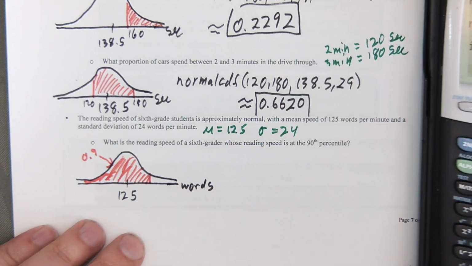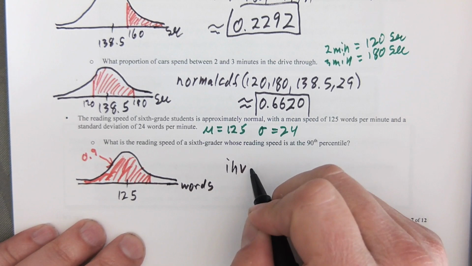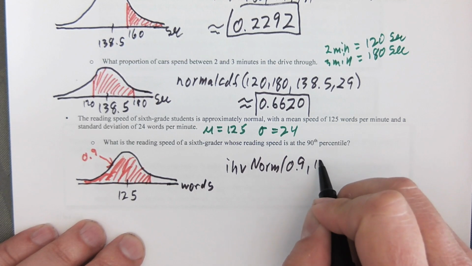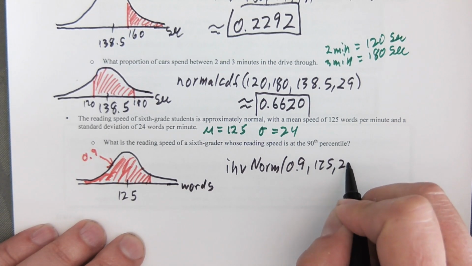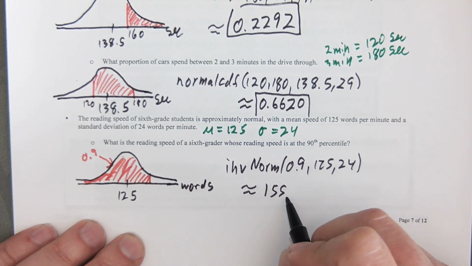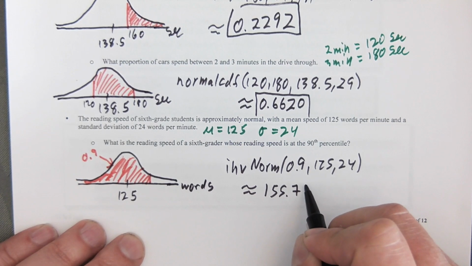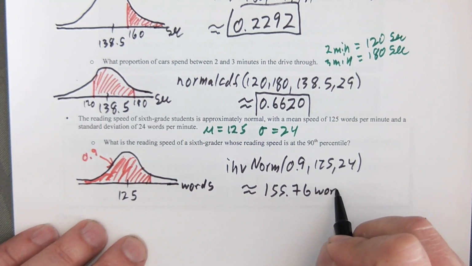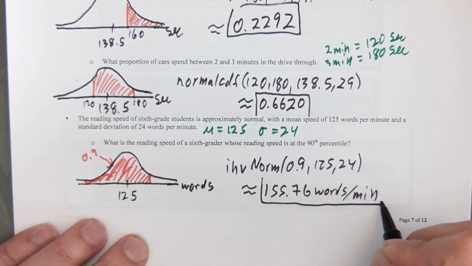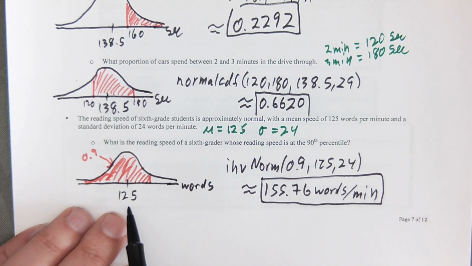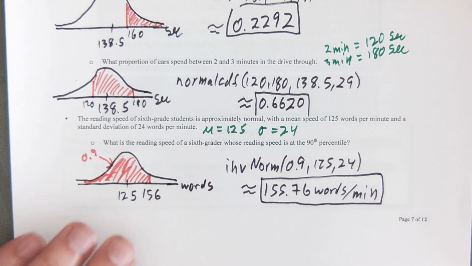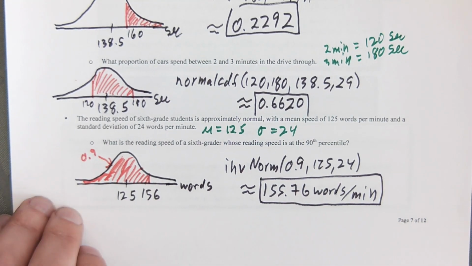About, let me write this out. That is going to give us about 155.76, we'll say, words per minute. You can see that's quite far away from the mean. We'll say 156. Round that off a little bit. Not too bad.